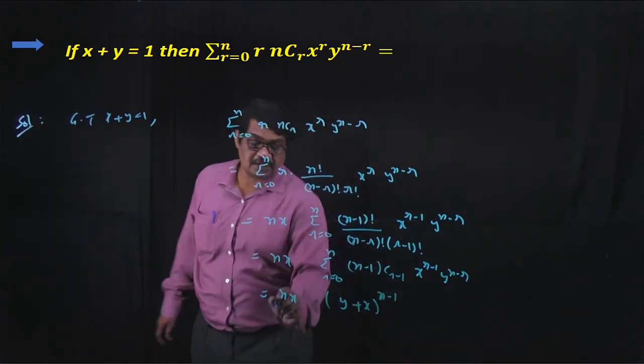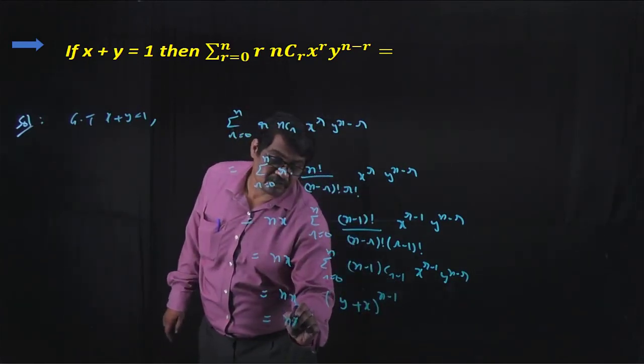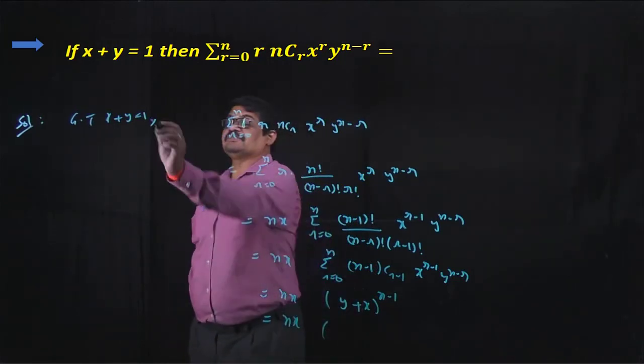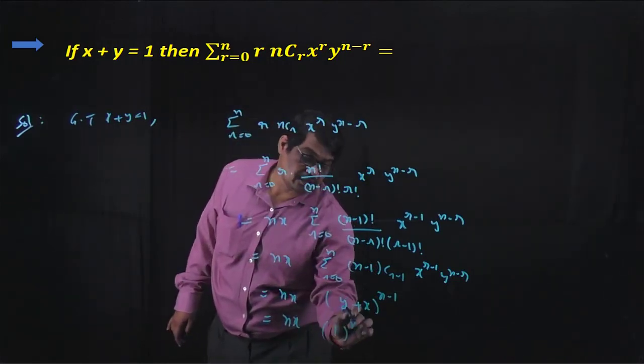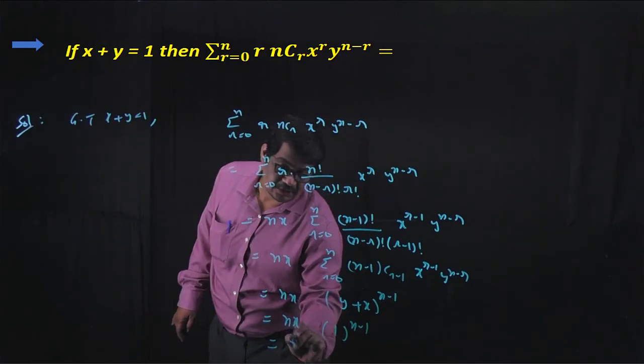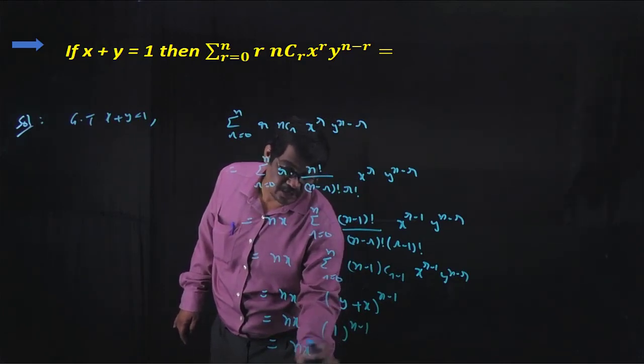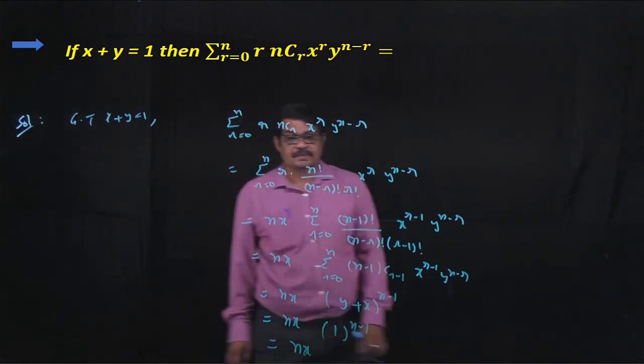Okay, so what is the value of y + x, or x + y? It is given as 1, and 1 to the power n−1 is nothing but 1. So the answer is nx.